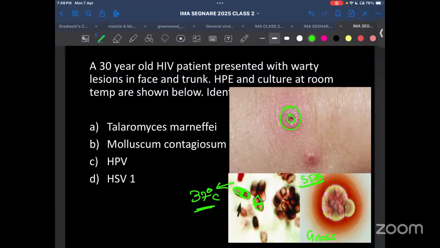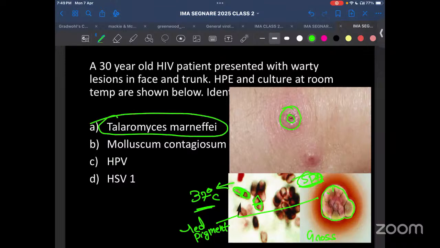And what do we see on SDA, Sabouraud dextrose agar? This is the fungal colony. See the fungal mold is there, a light greenish tint, but around that you can see a red pigment. So it is a red pigment producing fungus. All this points towards one organism, Talaromyces marneffei, earlier known as Penicillium marneffei. The new name is Talaromyces marneffei, and it causes talaromycosis.